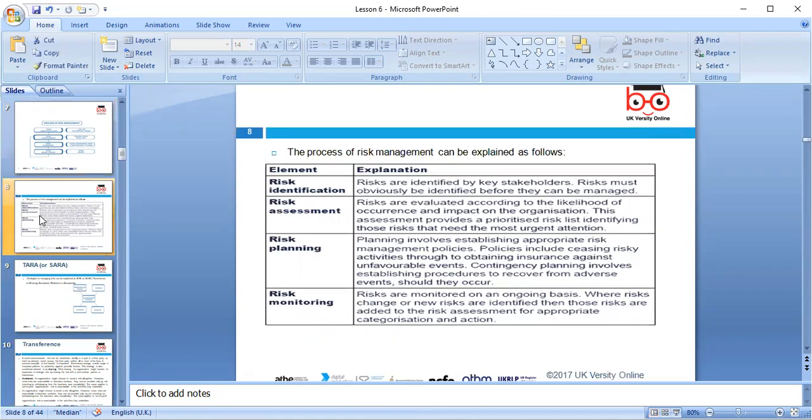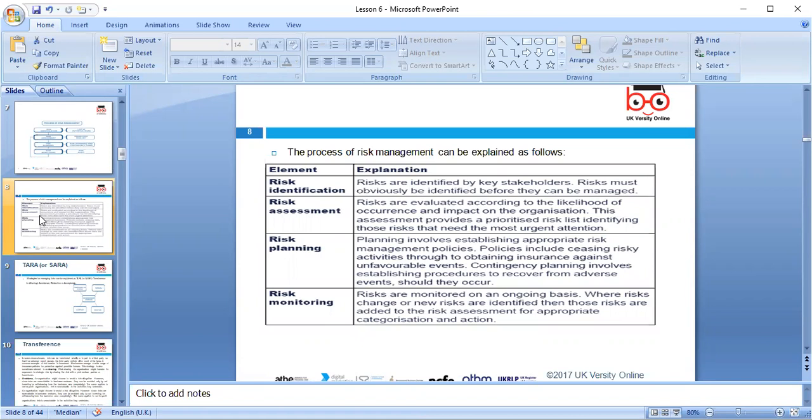When you do risk management, always be able to explain the following. Risk identification: identify the key stakeholders. Risks must obviously be identified before they can be managed. Risk assessment: evaluate according to the likelihood of occurrence. What is the likelihood of rain? What is the likelihood that your investment won't be successful? Always measure it. Risk planning: planning means setting a navigation course. You always do risk planning, and you have a risk register.